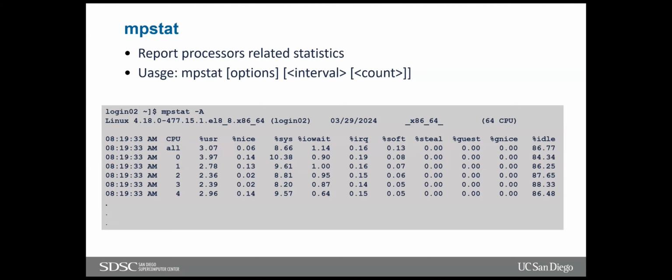The mpstat command is used to report processor-related statistics. It can display statistics on the CPU usage of the system and information about the CPU utilization and performance. When you run the mpstat command, you'll see two sections. The first displays the system configuration, and the second section displays the utilization statistics. The utilization statistics are displayed in intervals at any time.